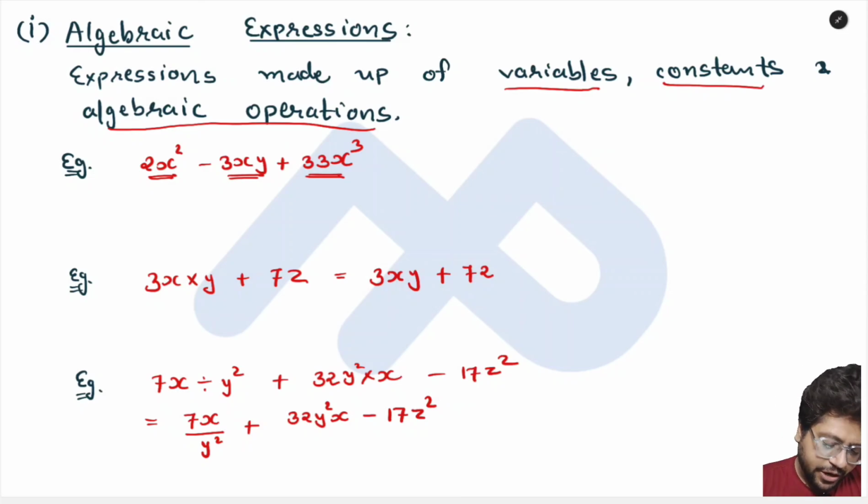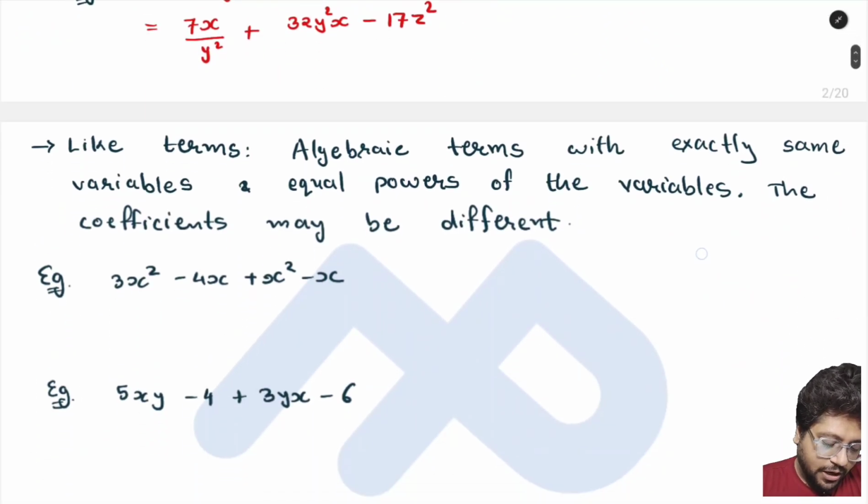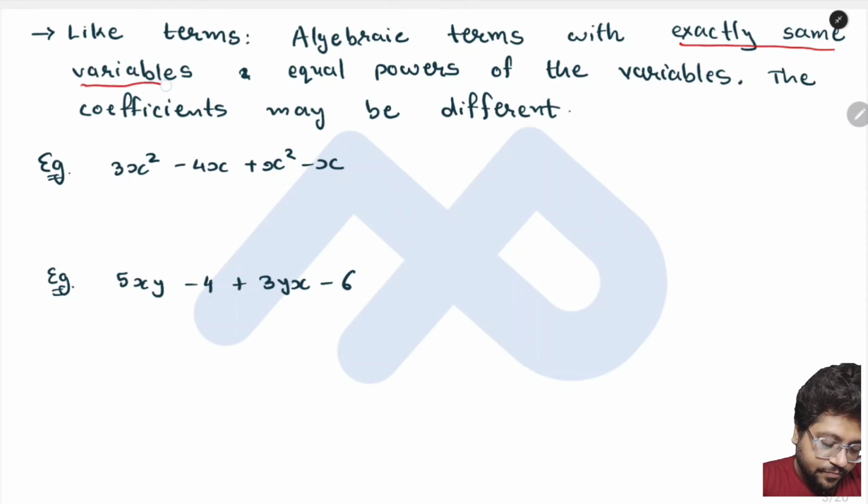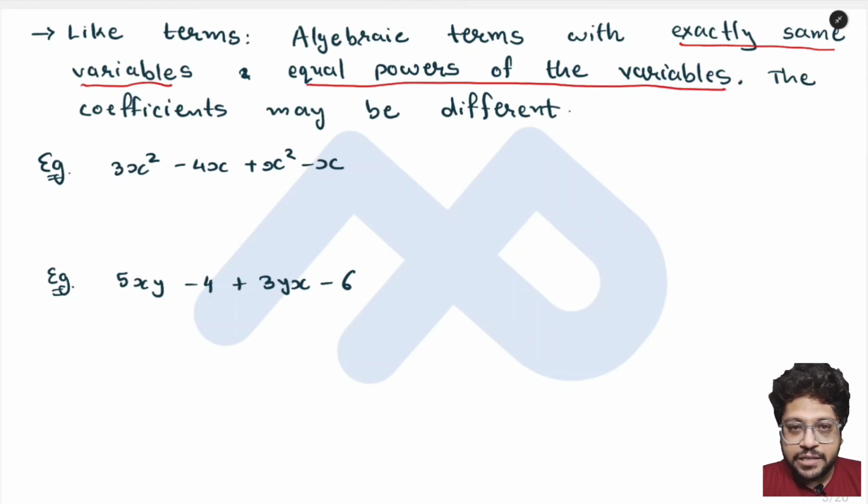Clear? Now let's see what like terms are in algebraic expressions. Like terms are basically terms with exactly the same variables and equal powers of the variables. The coefficients could be different, but the variables must be exactly the same, identical, as well as their powers should also be identical. The example is given. See this, the first example here.